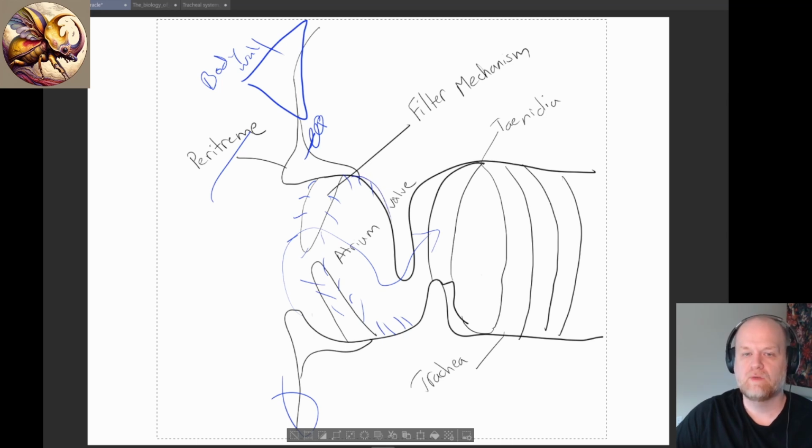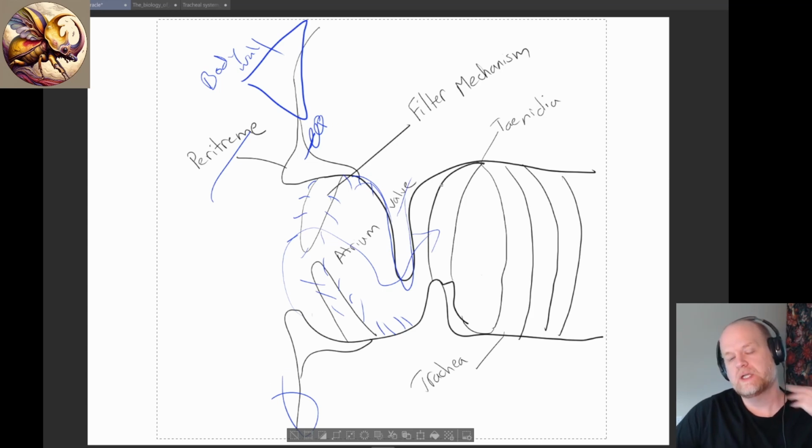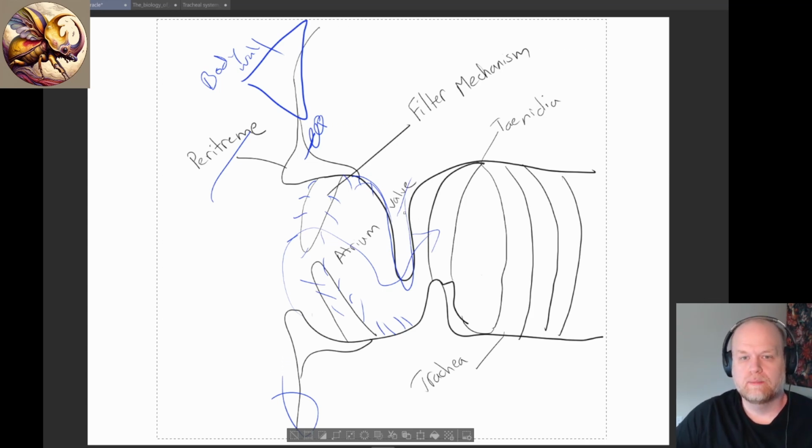There's always a valve mechanism within the spiracle. This valve can be opened and shut as needed to keep things out, or keep water out, keep dust out, things like that. And then behind that valve is where the actual trachea starts. The trachea is a tube that goes into the body, and it is reinforced with a series of sclerotized rings called taenidia.